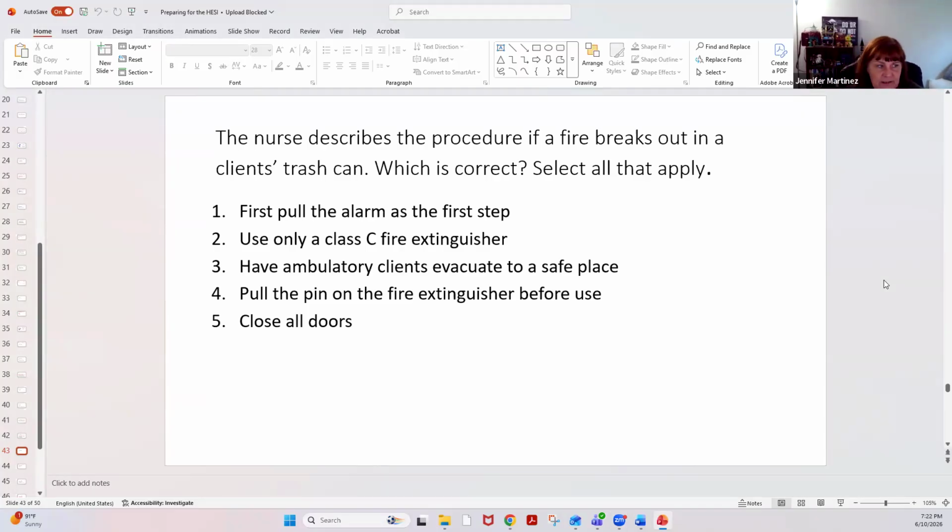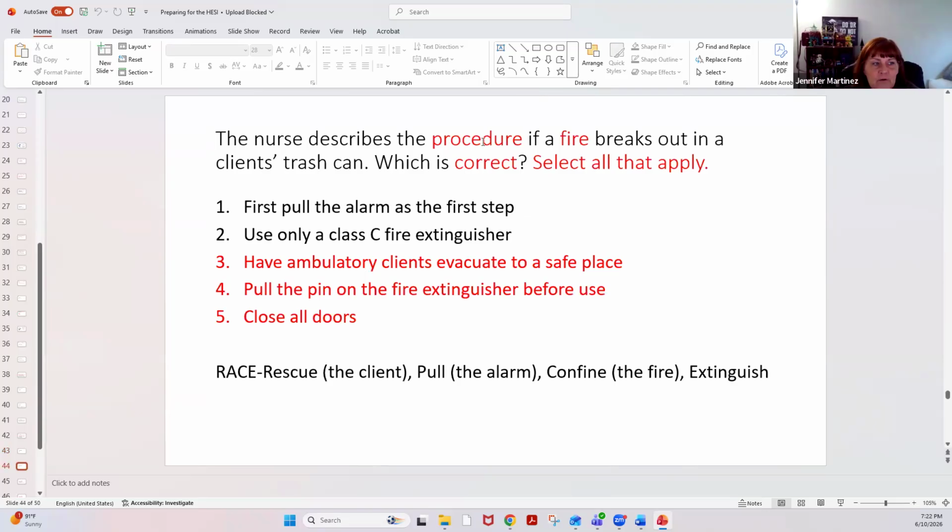All right, let's do this. So procedure for a fire, remember RACE and PASS. I always forget that. So RACE is rescue, alarm, confine, extinguish. So the first thing we do is rescue. All right. So we're going to get all those ambulatory patients to a safe place.